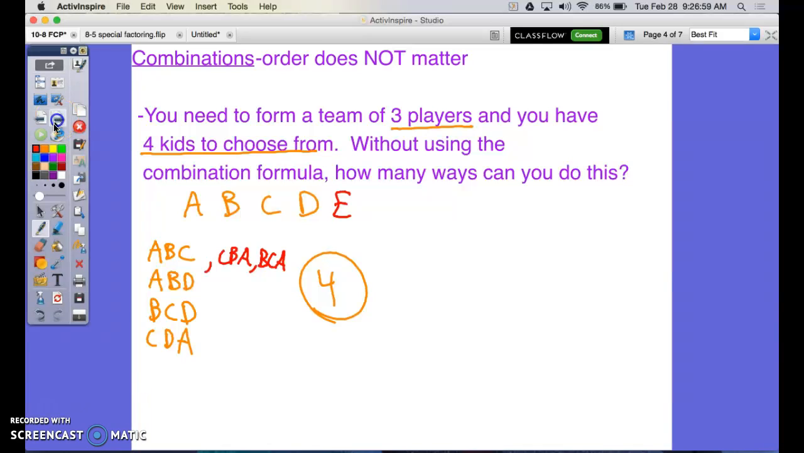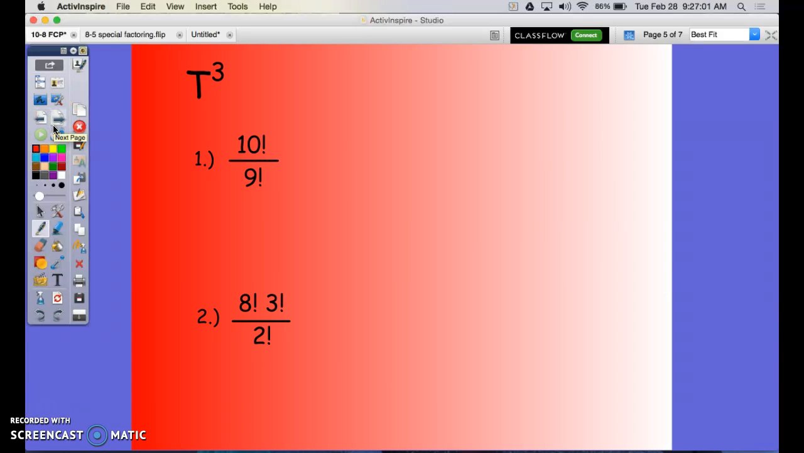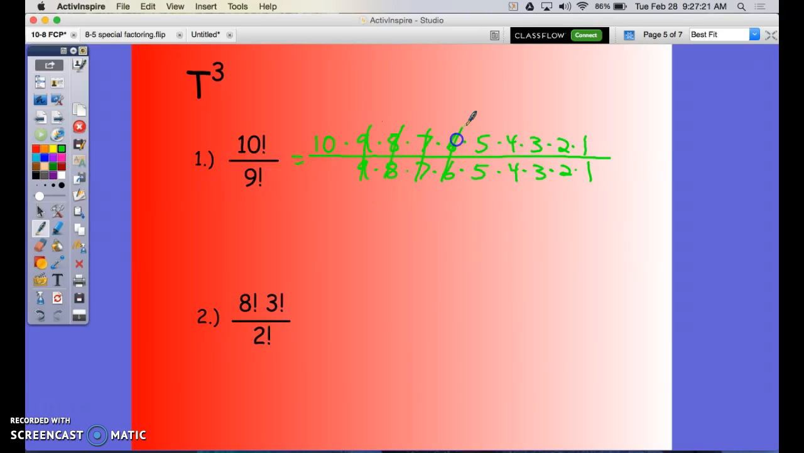All right, let's take a look at our 2 last parts. Here we have factorial. So remember that factorials, 10, 9, 8, 7, 6, 5, 4, 3, 2, 1. And 9 factorial is the same thing. And you can use dot, dot, dot if you'd like. Now, in a problem like this, everything cancels off, and you're going to see that your answer here is 10.